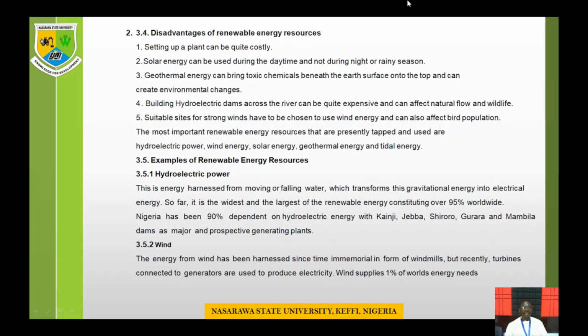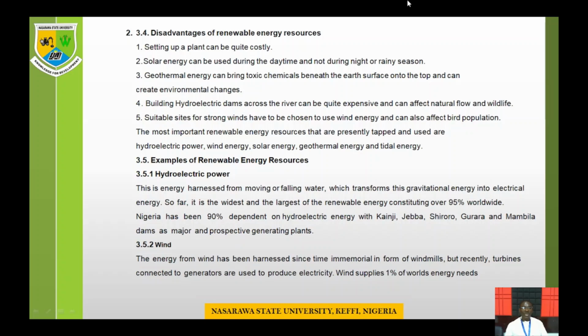Hydroelectric power. This is energy harnessed from moving or falling water, which transforms this gravitational energy into electrical energy. So far, it is the widest and the largest of the renewable energy, constituting over 95% worldwide. And Nigeria has been 90% dependent on hydroelectric energy, with Kainji, Jebba, Shiroro, Gurara, and Mambila dams as major or potential sources.